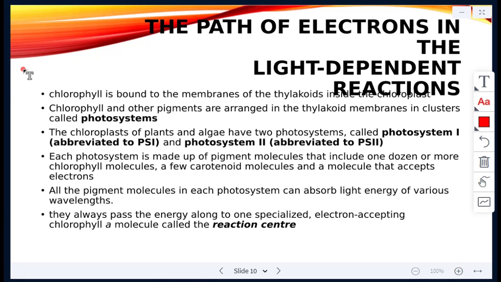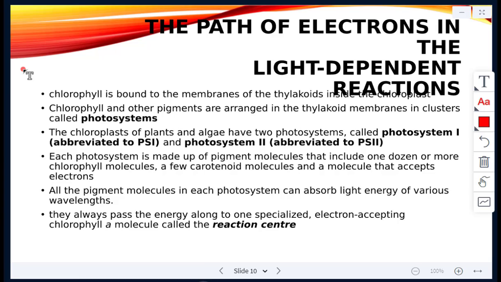All right, next we're going to look at the path of electrons in the light-dependent reactions. So chlorophyll, like we talked about, is bound to the membranes of the thylakoids inside the chloroplast. And then chlorophyll and other pigments are arranged in the thylakoid membranes in clusters called photosystems. Chloroplasts of plants and algae have 2 photosystems. There's photosystem 1, which is PS1, and there's photosystem 2, which is PS2.